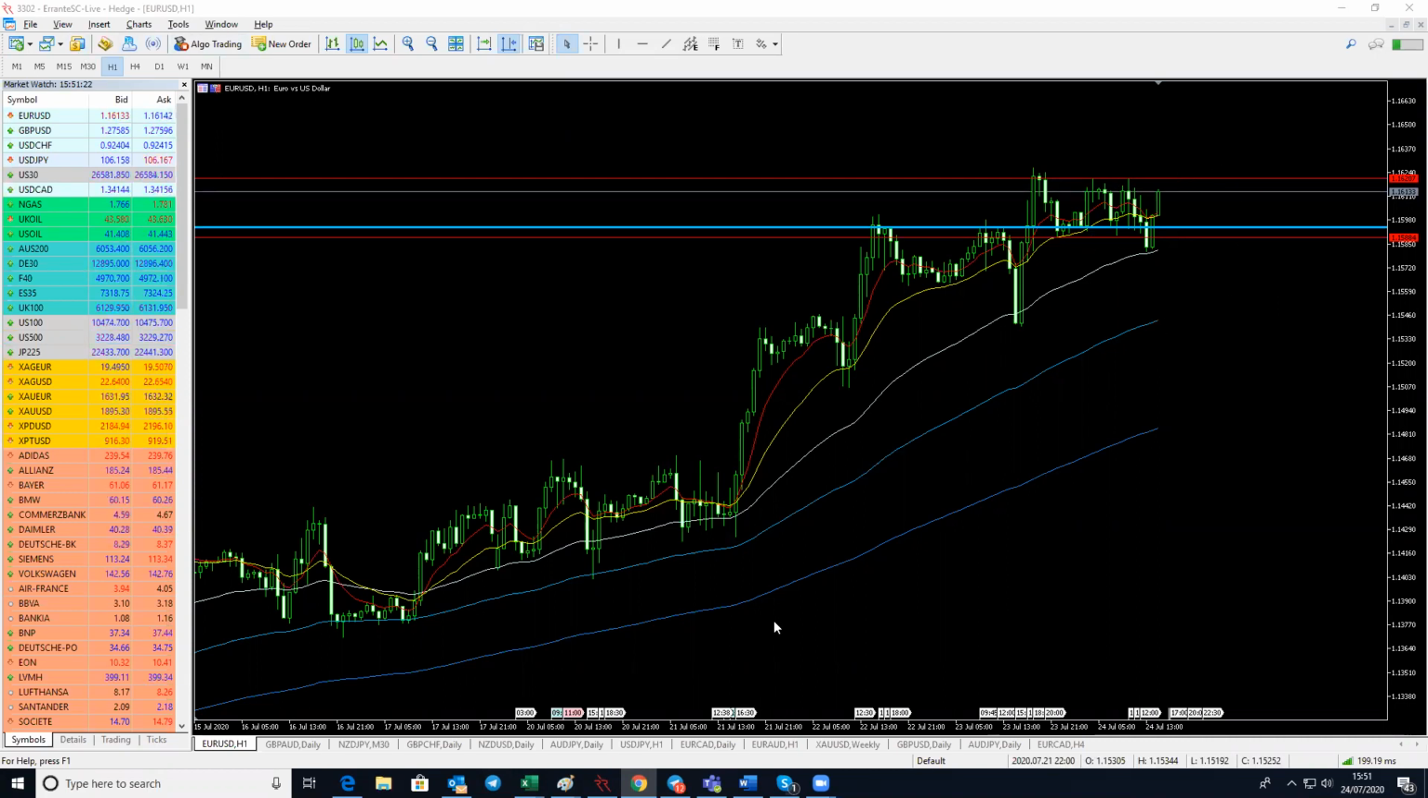And hence the reason I have always been sticking to the 3 EMAs, especially the 50, the 100, and the 200 EMA, because it has been a really good indicator in terms of trend.